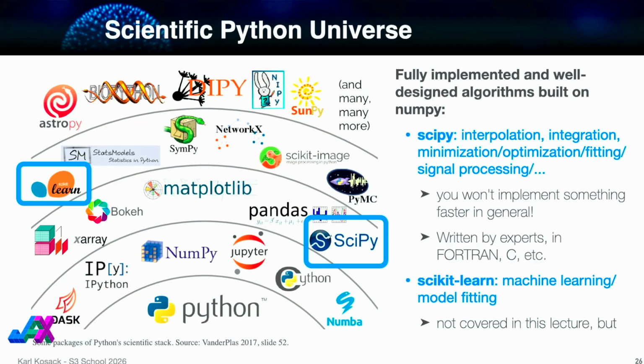I also wanted to mention here scikit-learn, because I guess we'll talk about AI later on, but AI is based on machine learning, and this was a nice module for simple machine learning and model fitting. It's not covered in this lecture, but it's a nice one that I think it's good to look at, and it's basically built upon NumPy and SciPy, and it's quite nice.